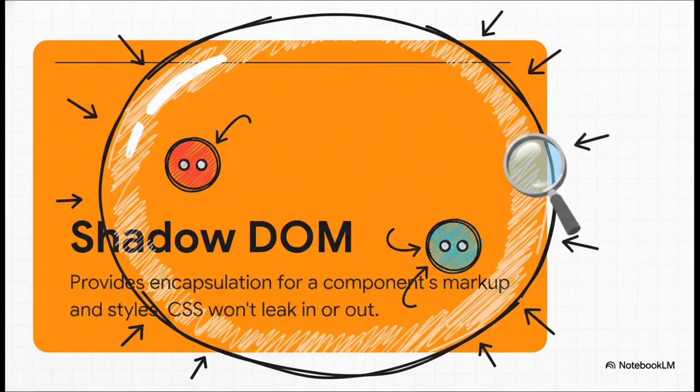Next up is the shadow DOM. Think of this as your component's own personal protective bubble. It makes sure that the styles you write for your component, like making a button red, won't leak out and accidentally turn every other button on the page red. And just as important, styles from the main page can't leak in and mess up your component. It's like a safe, conflict-free little world for your component to live in.